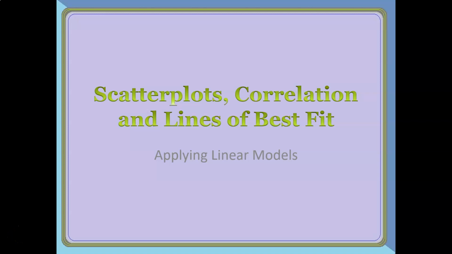Okay, this is section 3.5. This is a little bit different than the notes we've been taking. The list you have is largely just vocabulary, and this is kind of an introduction to scatter plots, correlation, and lines of best fit. And then in the next section, we're actually going to apply some of these.